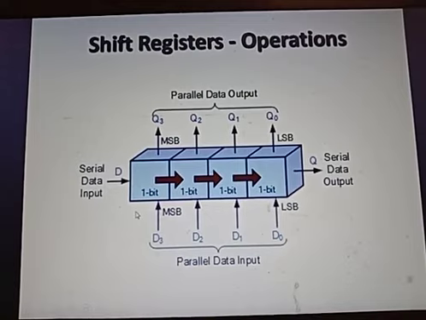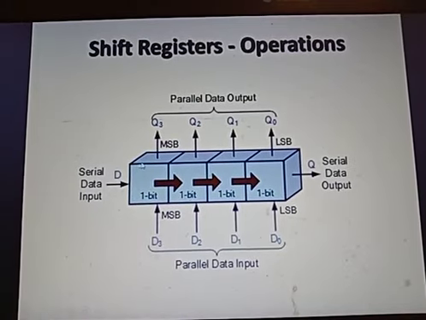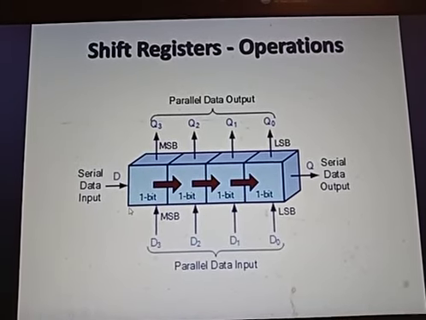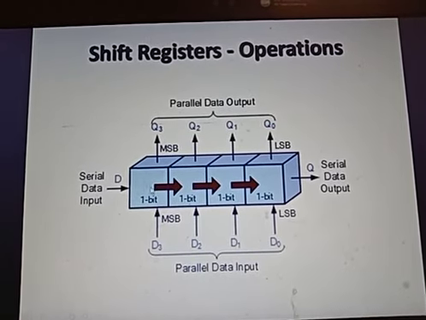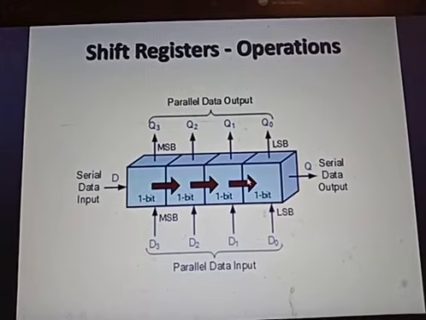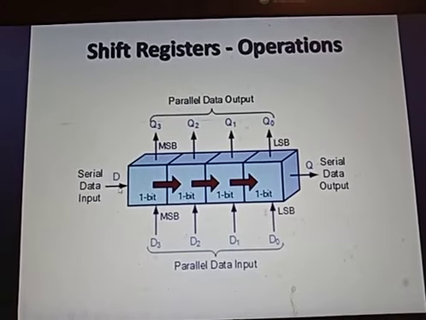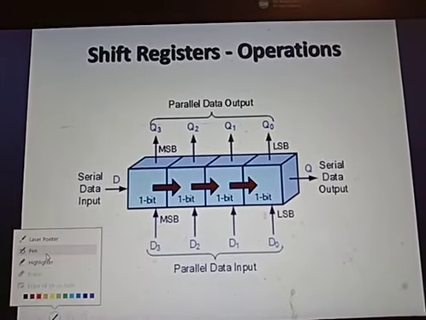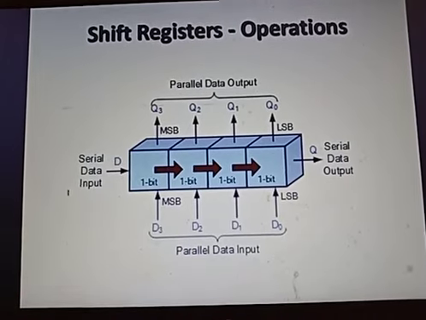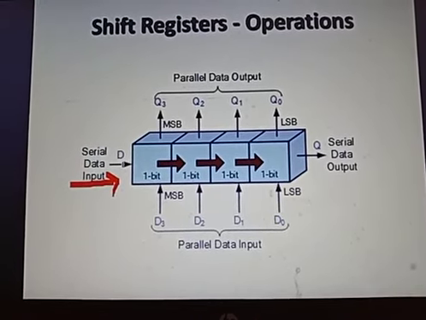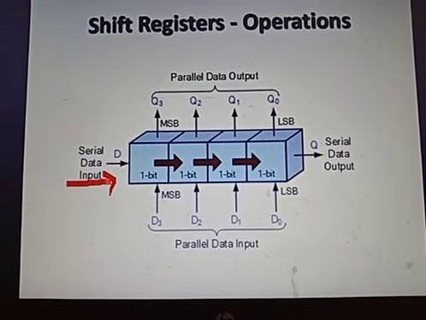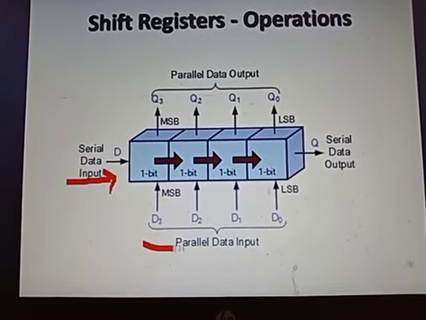Just follow whatever I say now. Each block, that means each cube, represents a flip flop. So here we have assumed that we have four blocks. So we assume there are four flip flops connected together. Now if you are giving input like this, let me take a highlighter here. Suppose you are giving input like this, this is your serial data input. You can either feed the data like this or you can feed the data like this.